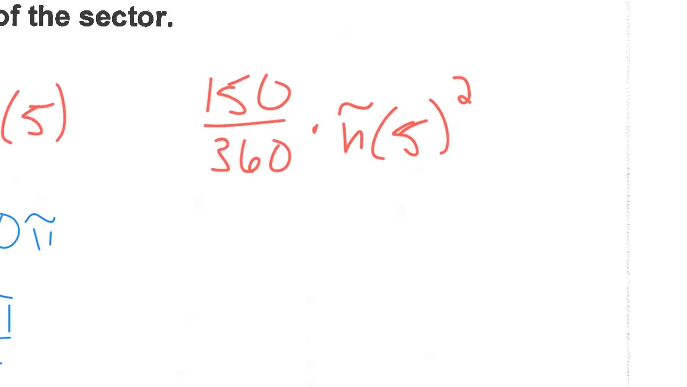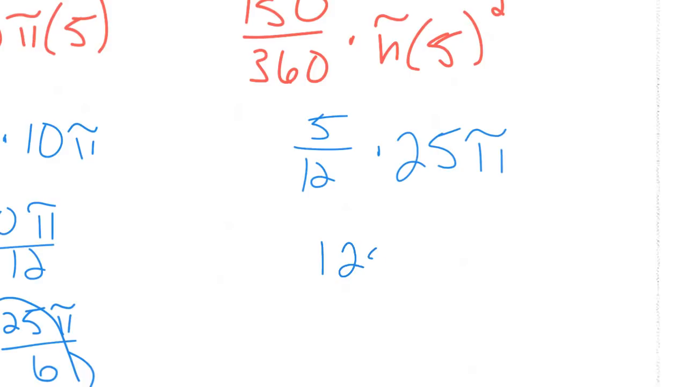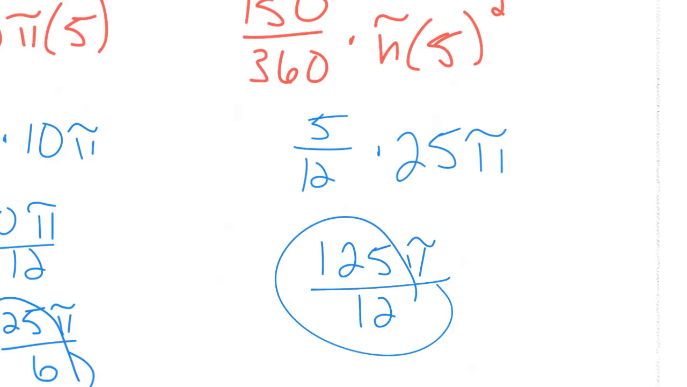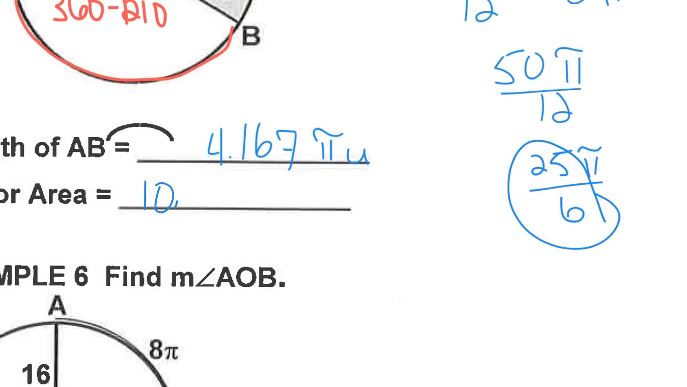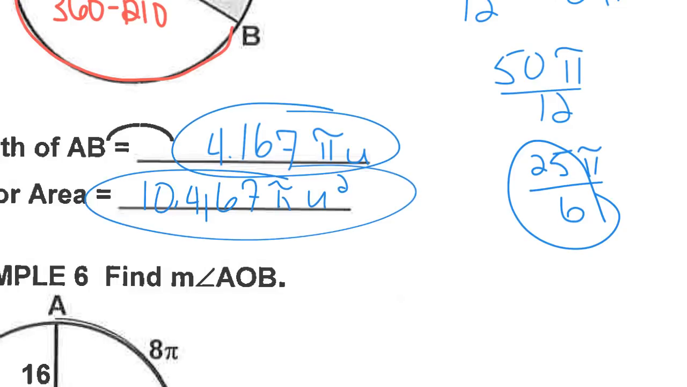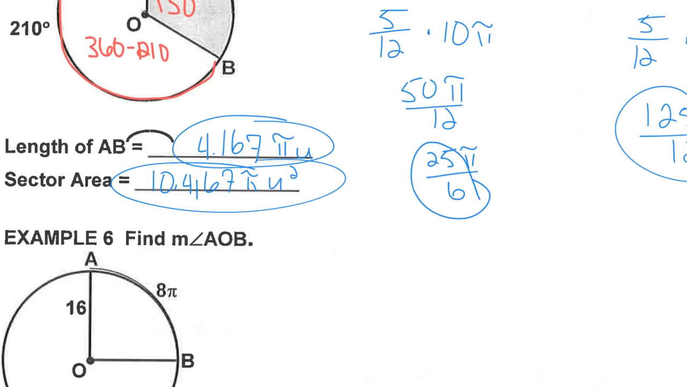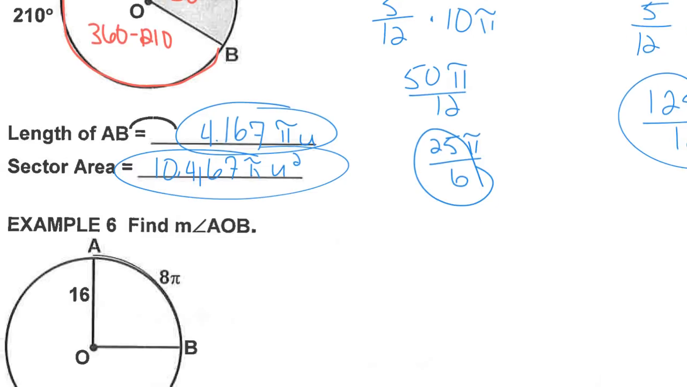The other one's going to work sort of the same. It's also going to be 5/12. 5 squared gives us 25 pi. 5 times 25 would give me 125 pi over 12. And then I went ahead and put this in the calculator, and I got 10.4167 pi units squared. And guys, you could put all this in the calculator on a problem like this, but if it does say exact, it does want you to leave it in the fractions. So same basic thing, just a little bit tougher on the fraction part.